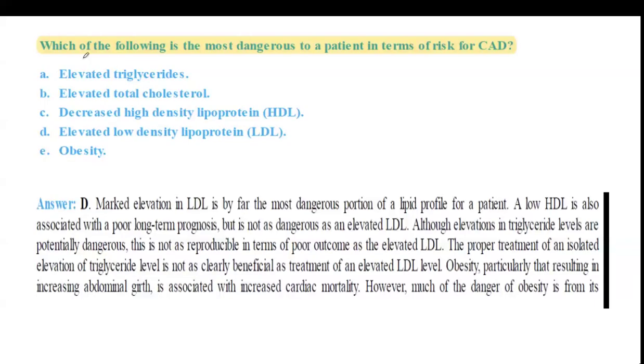So this is one of the questions, which of the following is most dangerous to a patient in terms of risk for coronary artery disease. So we know from this: elevated triglyceride, elevated total cholesterol, decreased HDL, elevated LDL, or obesity. So elevated LDL is always going to be the most dangerous.